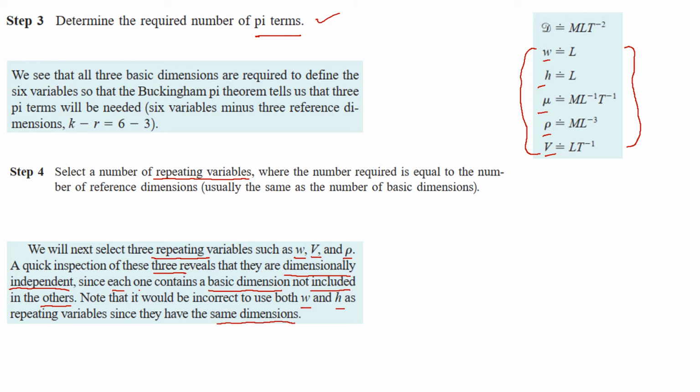So let's say, what does this mean? Here we have selected our width, velocity and density as our repeating variable, and they are saying that these three repeating variables must be dimensionally independent. What does dimensional independency mean? First of all, we will write their dimensions. That is the length, per time, and that is mass per unit volume, so that is mass per length cubed. So this is how we can represent these three dimensions.